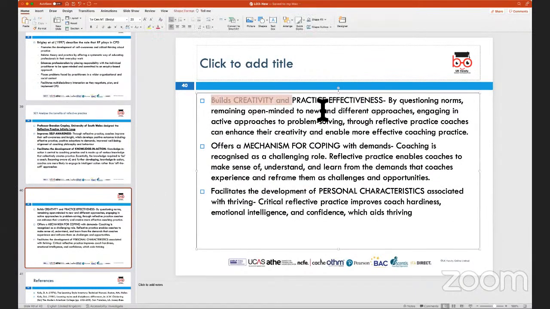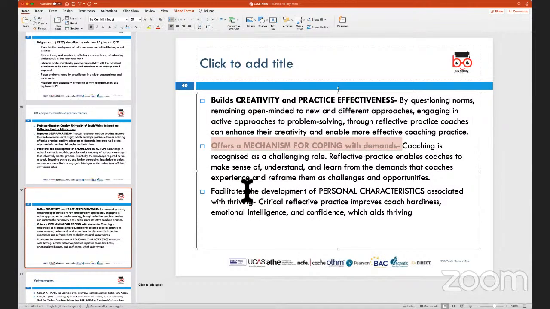It talks about building creativity and practice effectiveness. It talks about creating a mechanism which allows you to cope with the changing demands which come up within the health and social care sector when you're delivering services or care essentially to patients. And last but not least, it talks about facilitating the development of personal characteristics. That means your own skills and your knowledge in order to be able to work more effectively at your place of work.